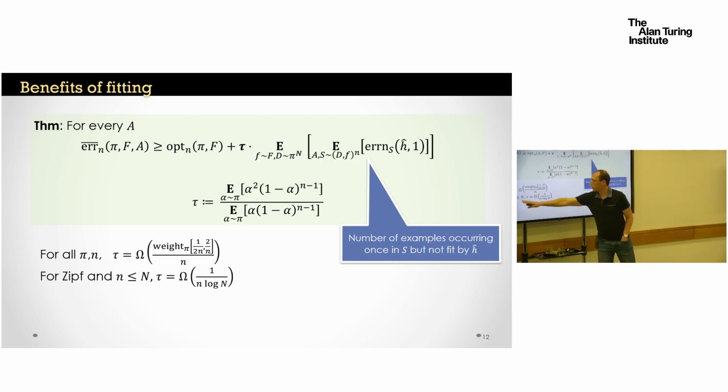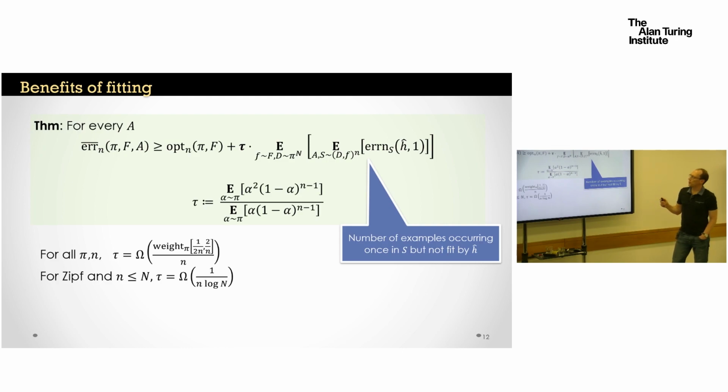And as an example, for the Zipf distribution, this suboptimality will be 1 over n times 1 over log n, where 1 over n is just the normalizing factor. So effectively, for every example you do not fit, you'll be paying roughly 1 over log n in your generalization error. So it's a significant cost.